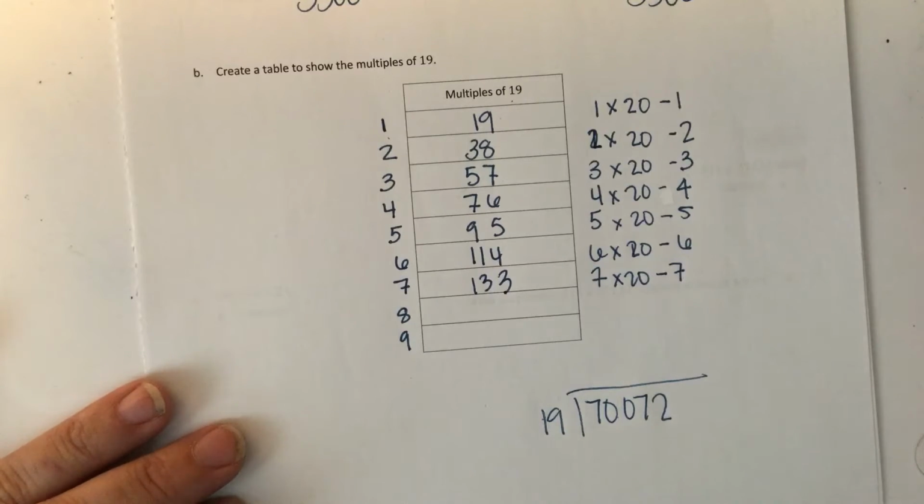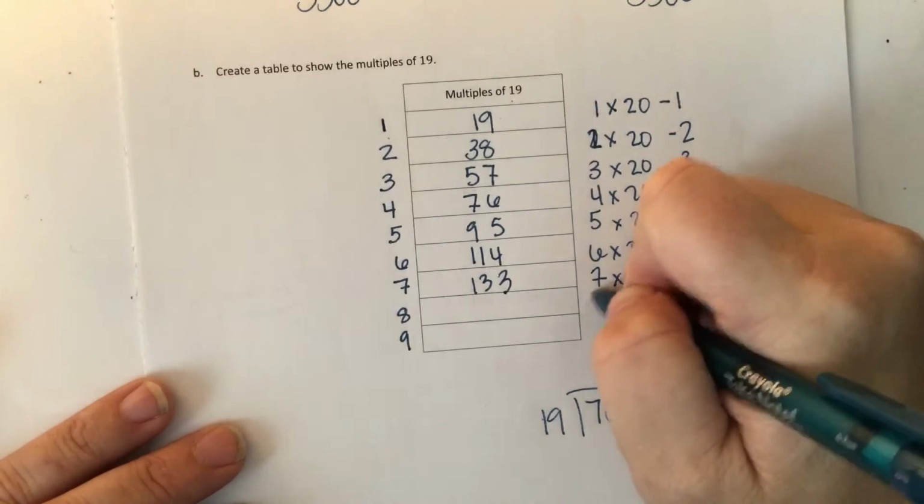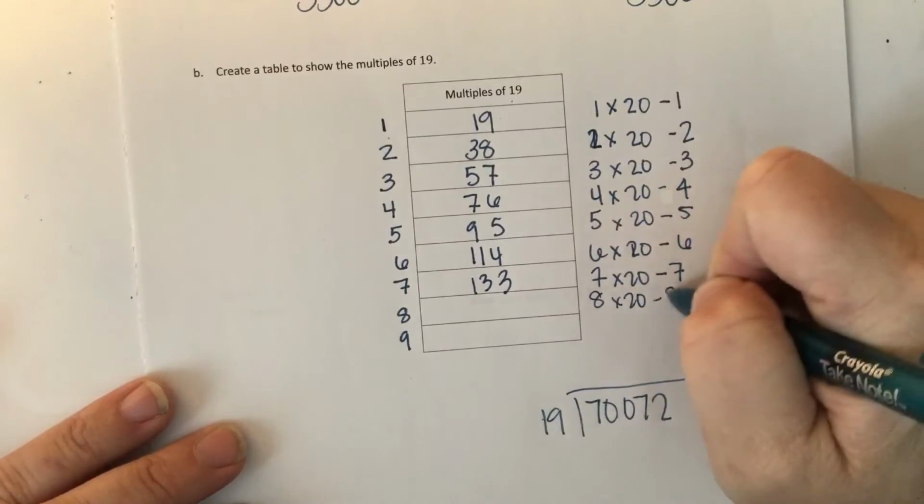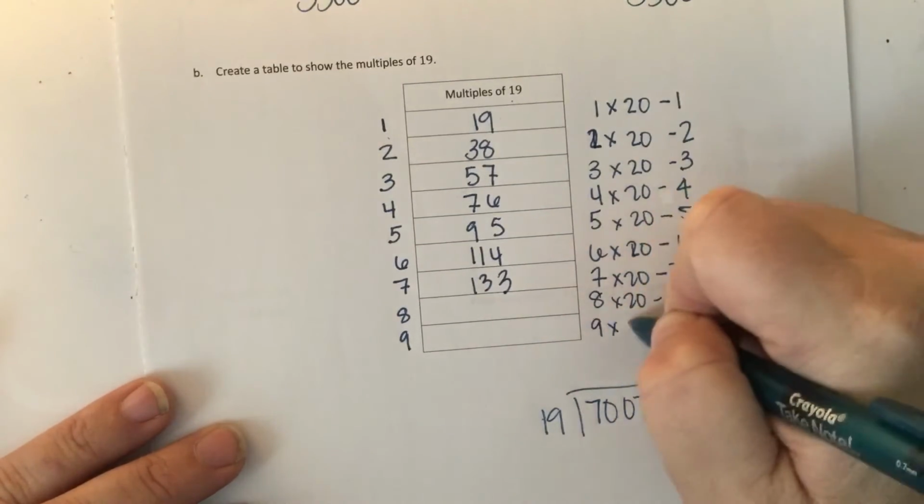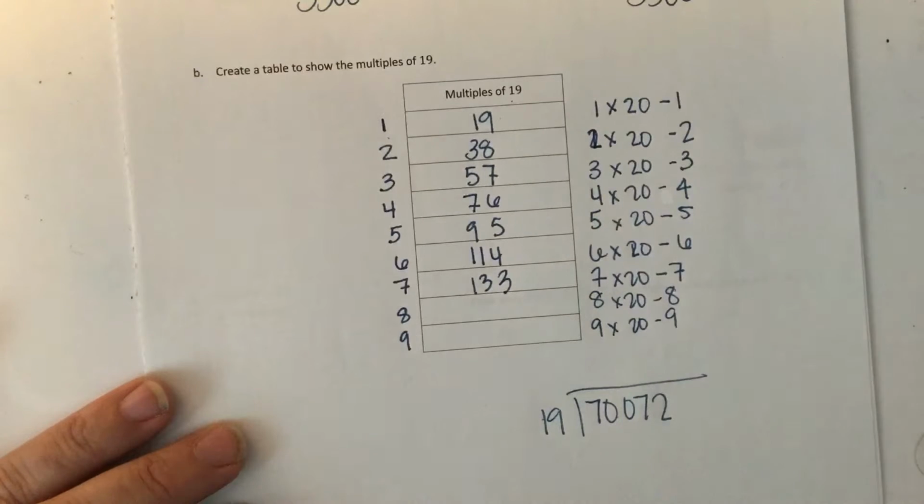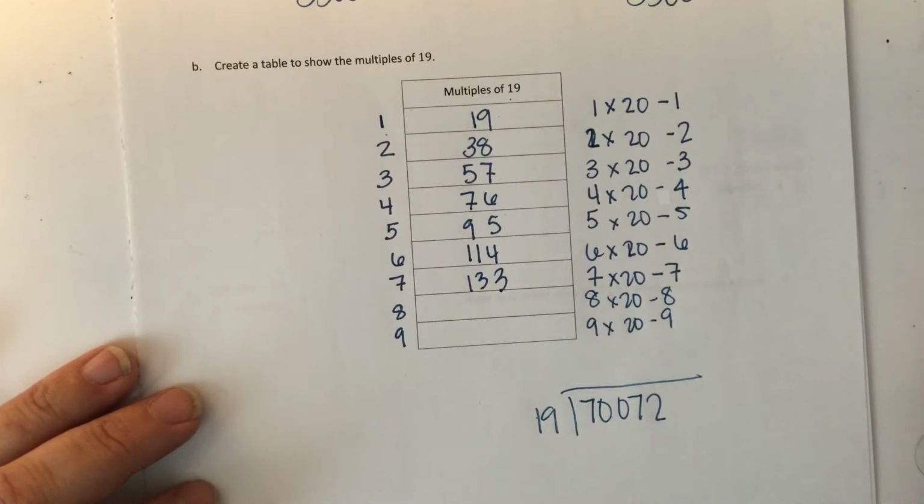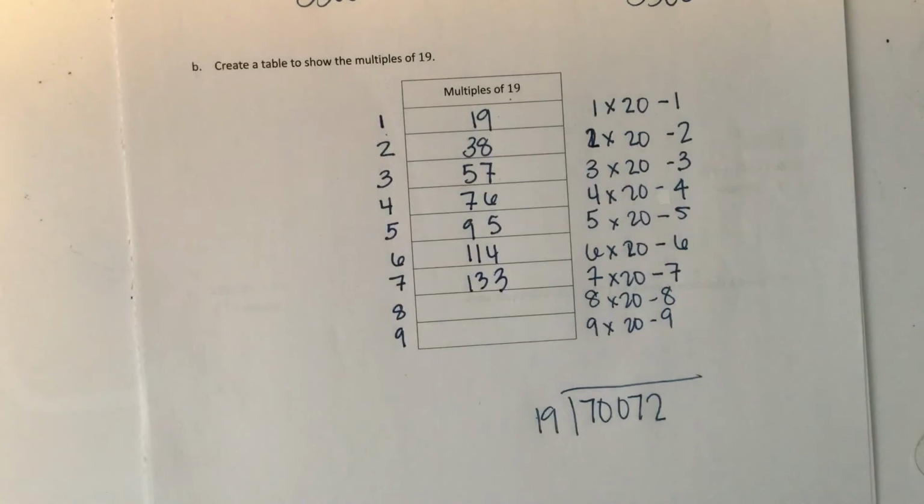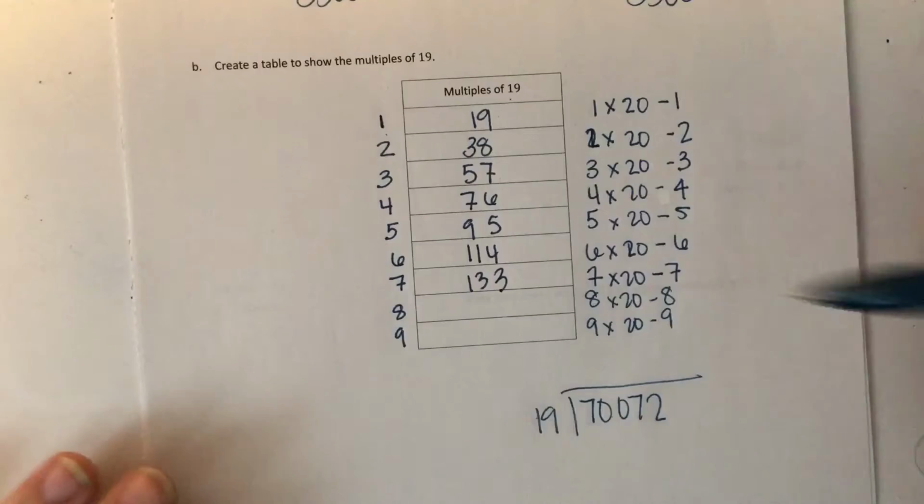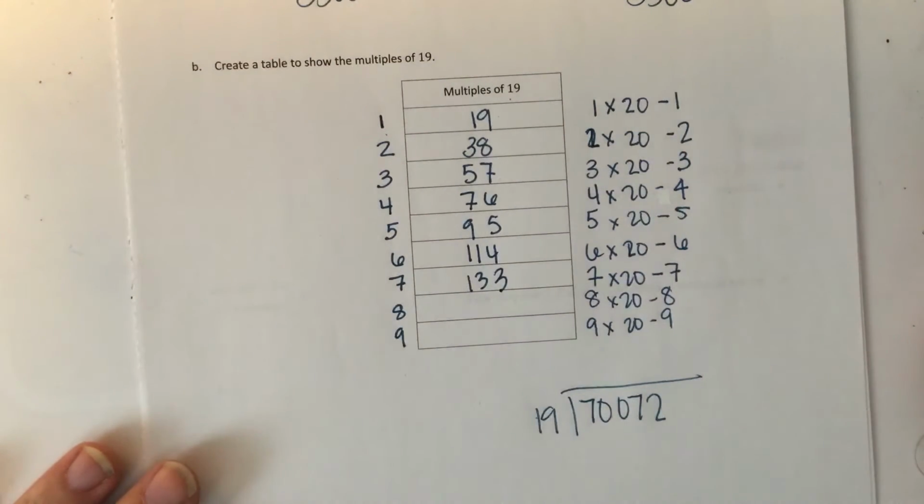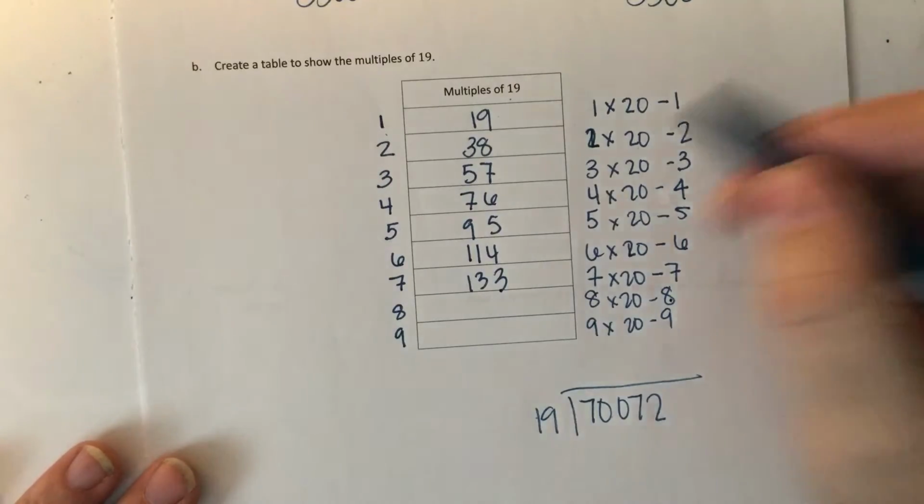Okay. Now, next one, 8 times 20 minus 8. This one's going to be 9 times 20 minus 9. I want you guys to do them. I'm going to give you about 30 seconds, and then I'm going to write the answers in. 8 times 20 is 160. Okay, and you take 8 away from that. 160 minus 8 would be 152.